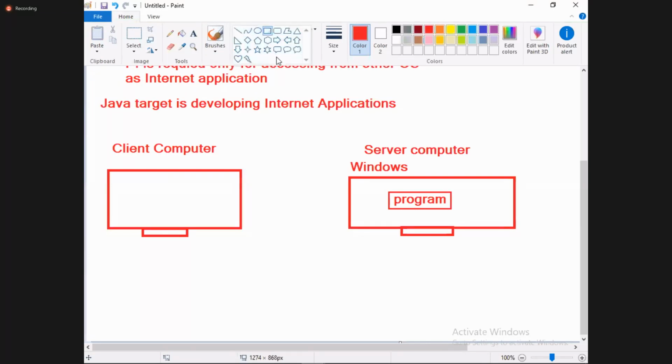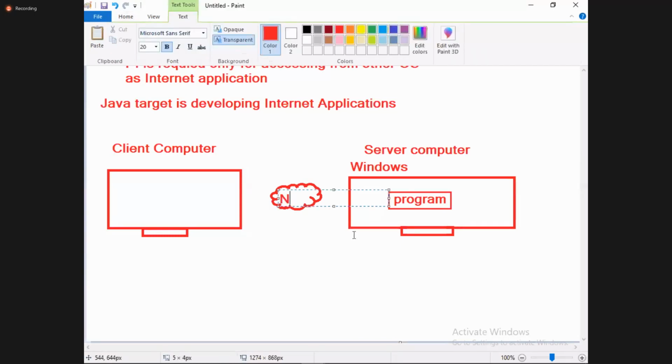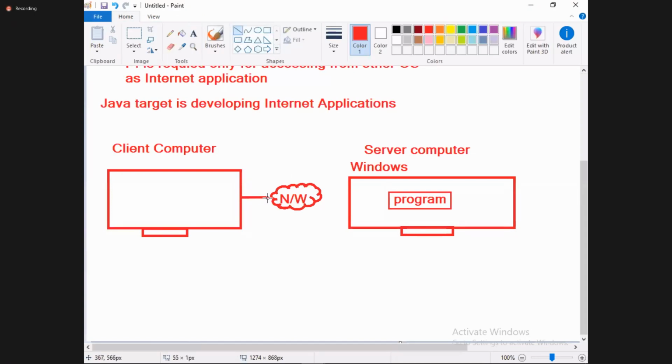Now tell me, what happened here? Both computers are connected via a network. A network is generally shown like a cloud. Both computers are connected to the network. Now, you need to answer my question, carefully think. This client computer person accesses this program from his computer via the network. Then what happened? This program is downloaded via the network into this computer.